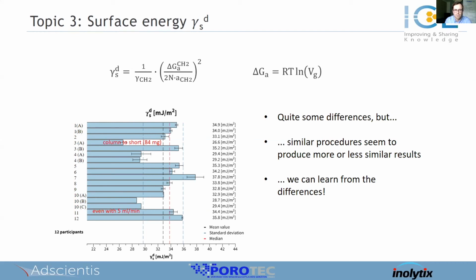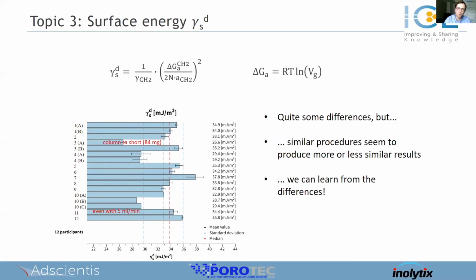For number 3, A and B, the results are very different. This is a result of the low sample amount for one of these samples. We have not enough theoretical plates and bad chromatographic behavior, so an underestimation of the surface energy. We have measurement 7, that is a bit higher, where we have no real explanation at the moment. So most of the outliers can be explained and improved. That is the good message.